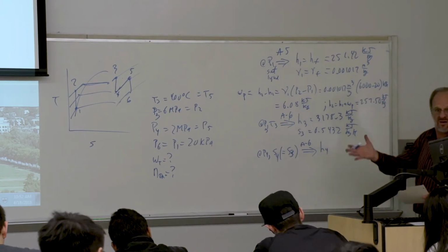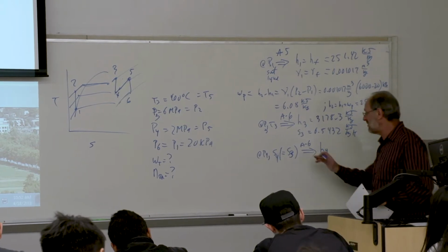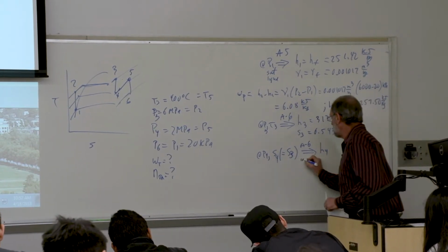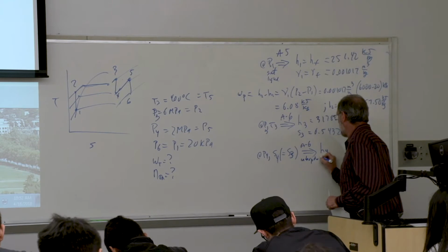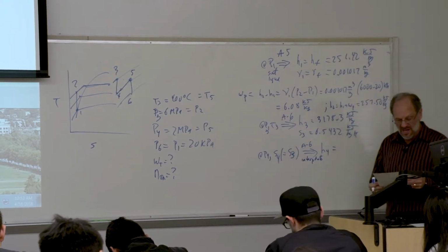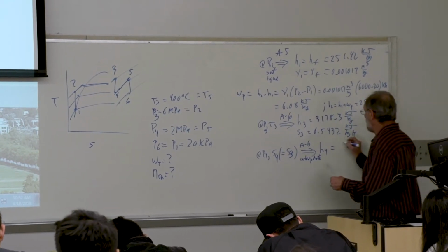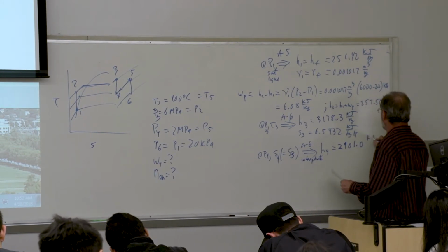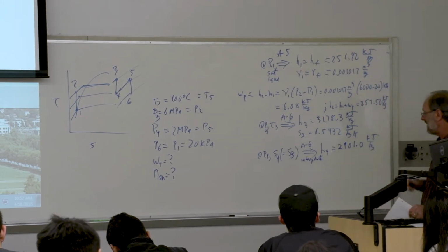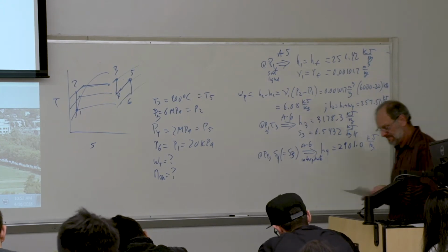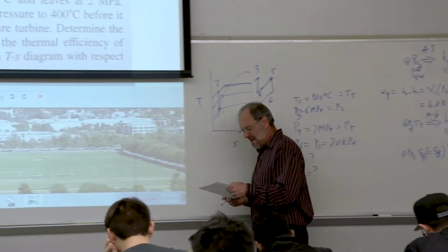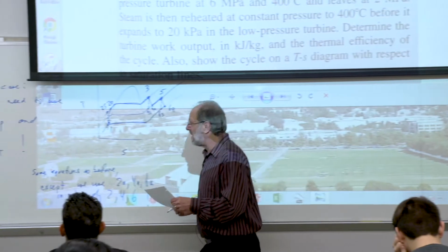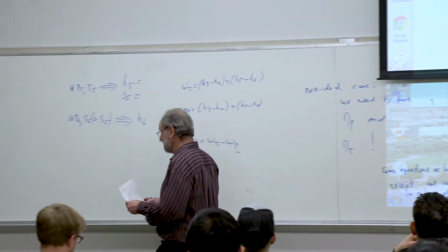Now we know the pressure at 4, that's 2 megapascals. We just read down to the appropriate value of entropy, and we are going to have to interpolate in order to find the enthalpy. But in doing so, we would get H4 of 2901.0 kilojoules per kilogram. And now we move on to point 5.